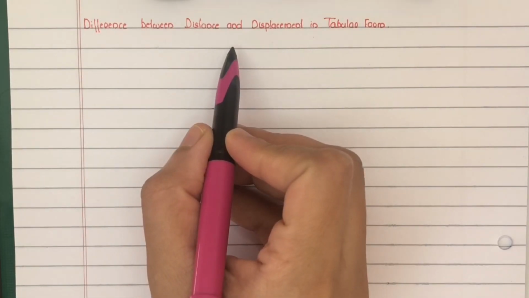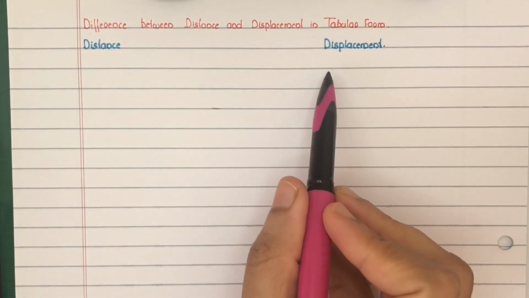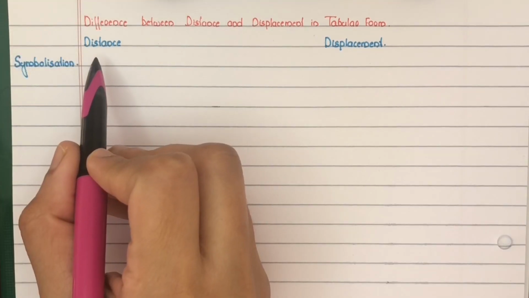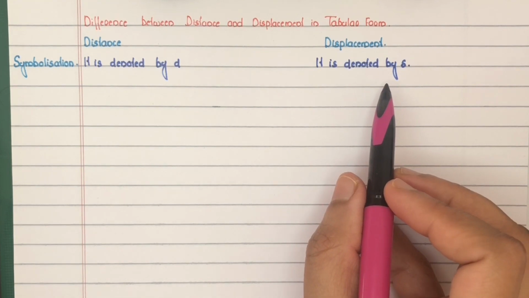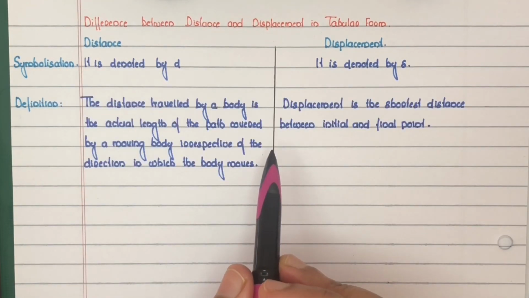Difference between distance and displacement. Distance, displacement. First point, distance is denoted by D and displacement is denoted by S. Next, definition. Then consider an example.